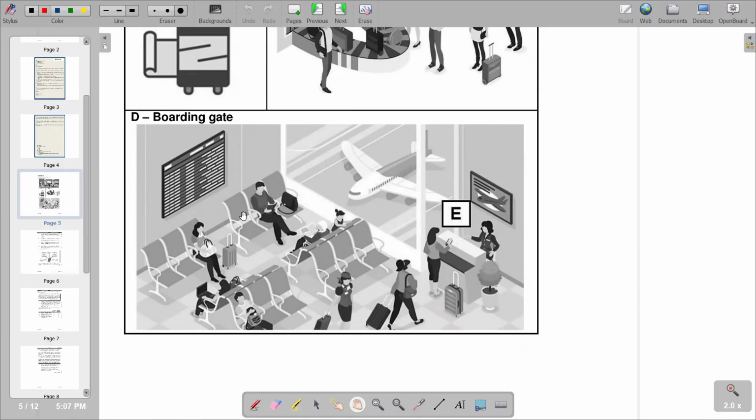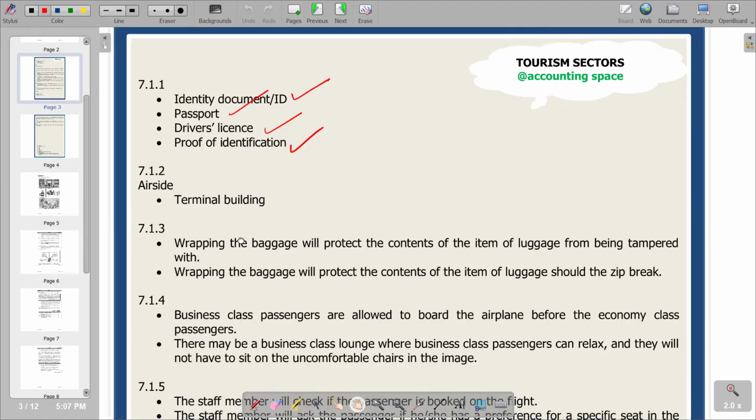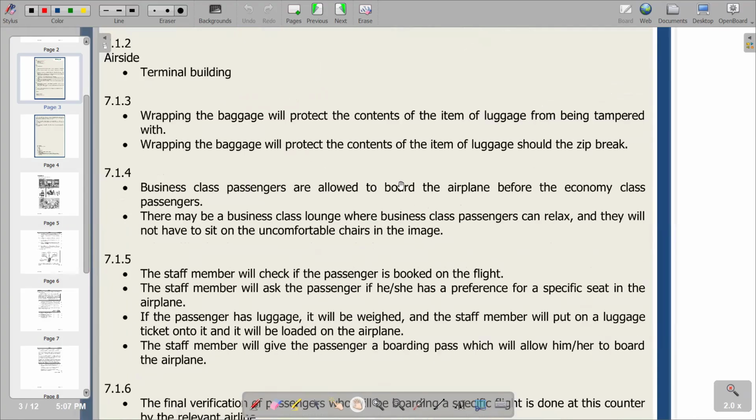Again, you are going to see that business class passengers are an intermediate level of service between economy class and first class, but they are prioritized over the economy class. So that's what we have on that part. Going to our other section, the explanation reads: business class passengers are allowed to board the airplane before the economy class passengers. So that becomes the first point.